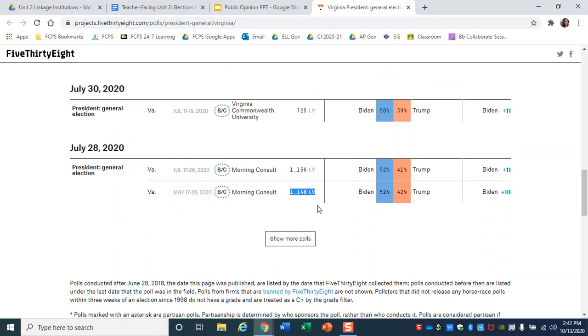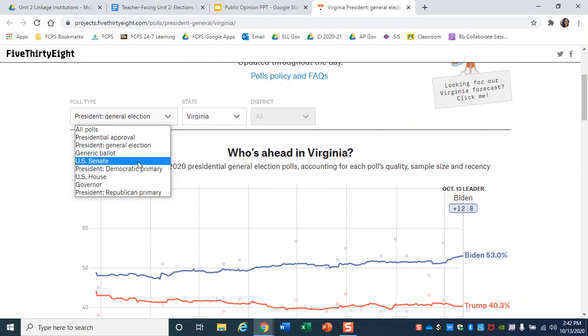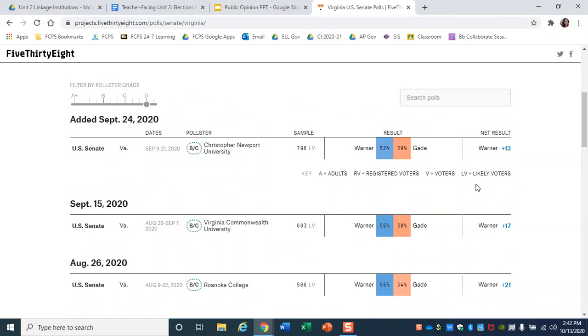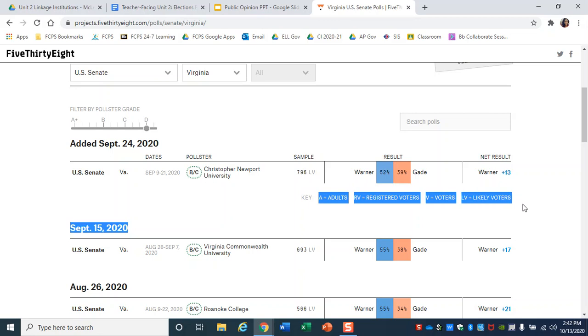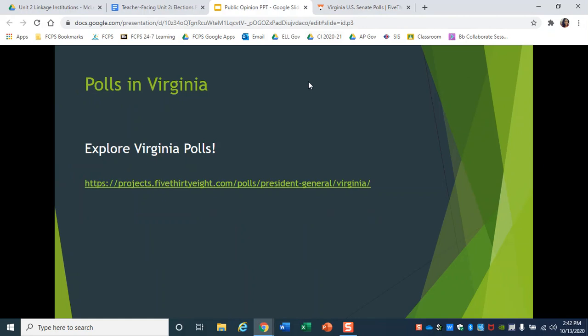That's 1,148 likely voters. So you can see exactly how all of these polls are shaking out. You can do the presidential election, you can do the Senate election and see what those polls are looking like. So it's really interesting to look at, and always pay attention to the date. Is this a recent poll? When was the poll actually taken? Looking at those grades, looking at the sample size and who was a part of the sample is all really important. So definitely explore those polls.